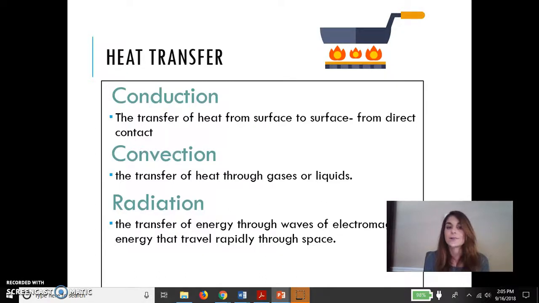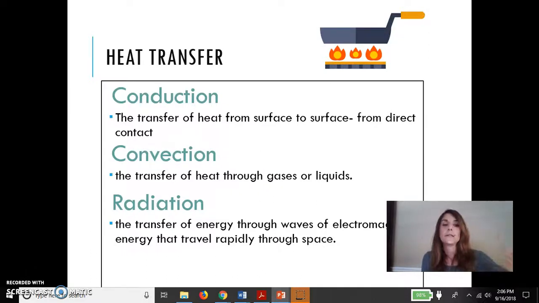So conduction is the transfer of heat from surface to surface, through direct contact. Think of a pan, and you put an egg in the pan. It's a contact, and it transfers heat that way. Convection is the transfer of heat through gases or liquids. The perfect example is an egg again, but this time we are boiling it. We put it into a pot holding water, and the water is the liquid we are transferring the heat through. And finally, radiation is the transfer of energy through waves of electromagnetic energy that travel rapidly through space. In a controlled environment like a microwave, that's how it's cooked.